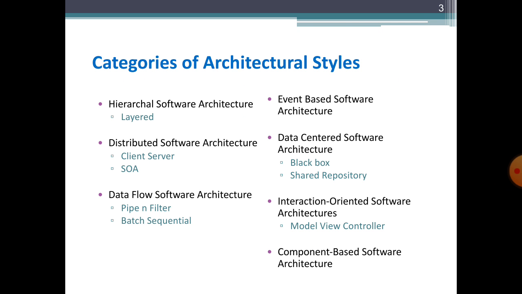So these are the different categories of architectural styles. In our previous lecture, hierarchical layered-based software architecture was already discussed in lecture number 19, and now in this lecture we will discuss the distributed software architectural pattern. Within it, we will discuss in more detail the client server based architectural pattern and the service oriented architecture based pattern as well. Now let's start the distributed software architecture discussion.